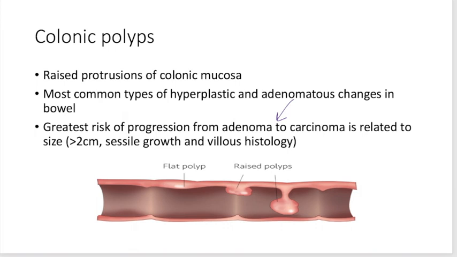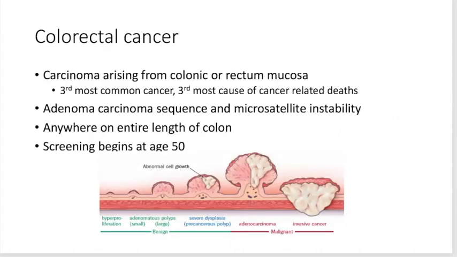All right, so we have issues when we get them pretty large, greater than 2 centimeters, if there's sessile growth and their histology comes back as villous. There's another picture of what it looks like when they're kind of growing here. So it arises from the colonic and rectum mucosa. It is the third most common cancer. In fact, they just changed the screening from 50 down to 45. So we are seeing a lot more population.